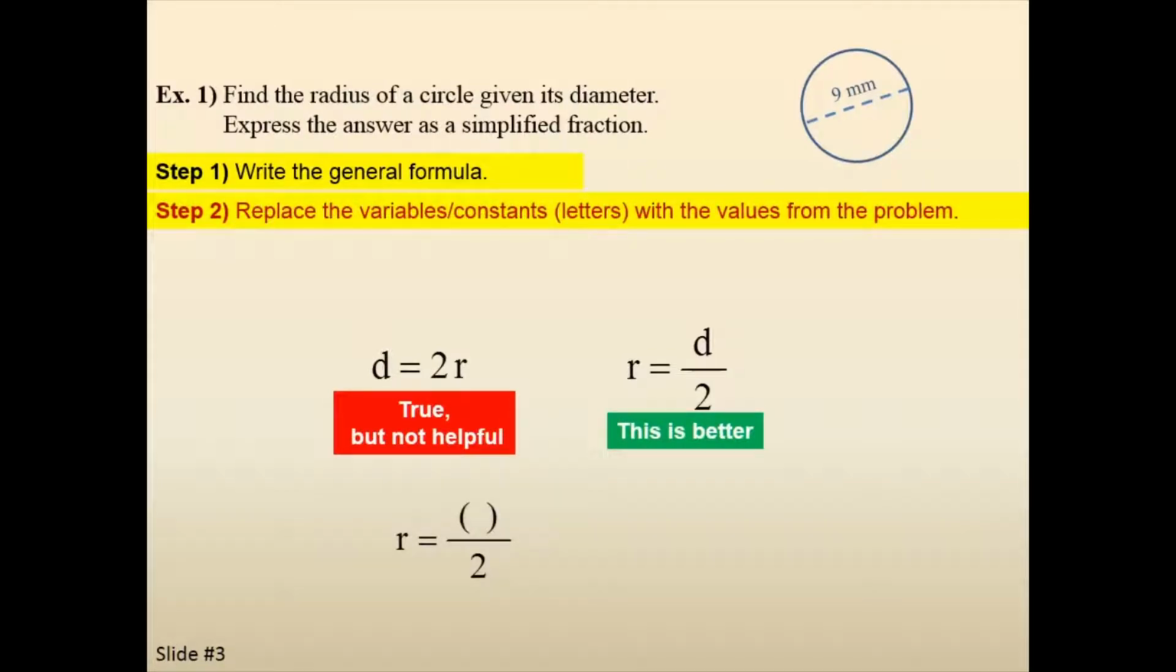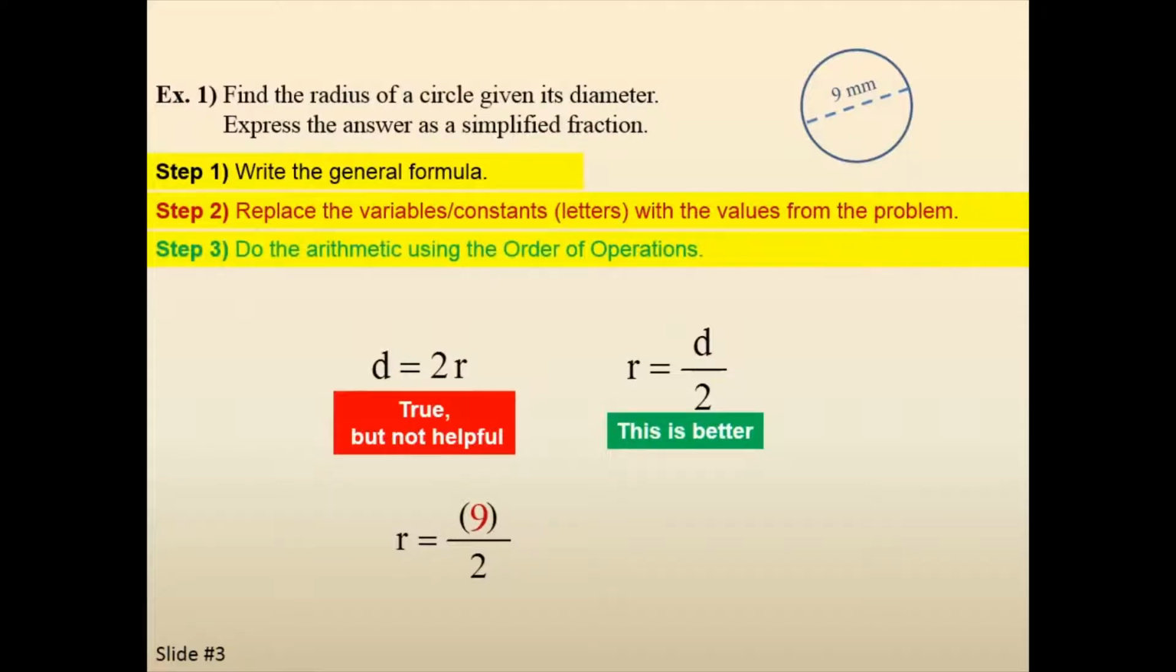Step 2, replace the variables and constants, those are the letters, with the values from the problem. The diameter is given as 9, so that goes in for the d. So radius is 9 divided by 2. Now we do the arithmetic using the order of operations, and we get 9 over 2. There's not much to do here.